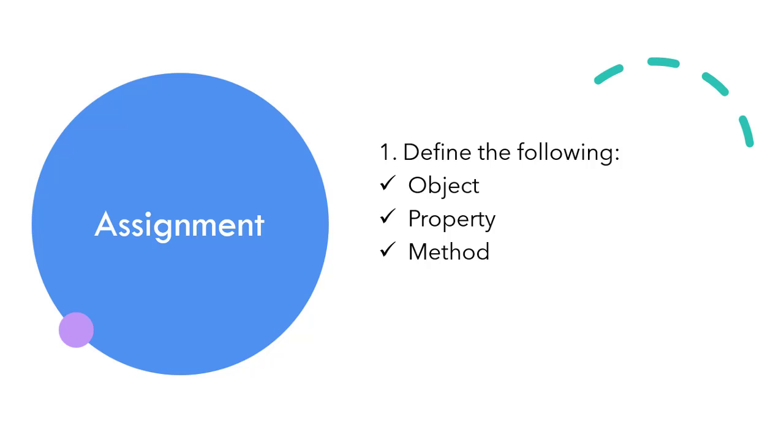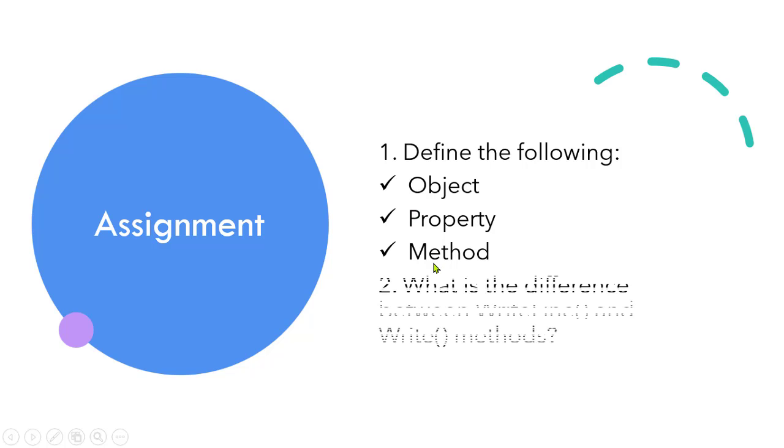Now it's assignment time. Assignment number 1: define the following: object, property and method. Number 2: what is the difference between WriteLine and Write methods?